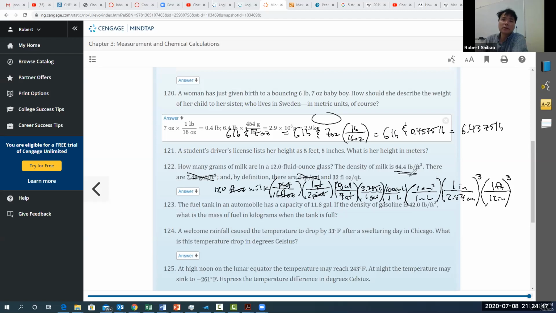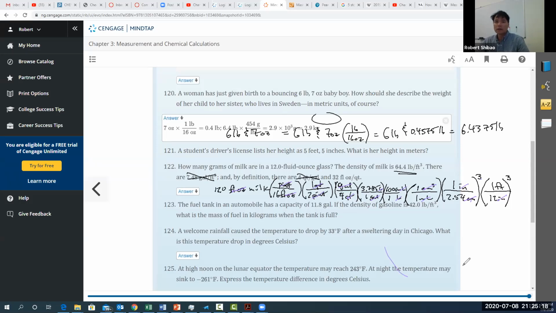Let's see how the units work out here. When I look at the dimensions, the fluid ounces cancel, leaving me with pints, the pints cancel, the quarts cancel, the gallons cancel, the liters cancel, milliliters cancel, cubic centimeters cancel because I'll have a centimeter cubed. And then cubic inches cancel, inches cubed here. And that leaves me with foot cubed, or cubic feet.